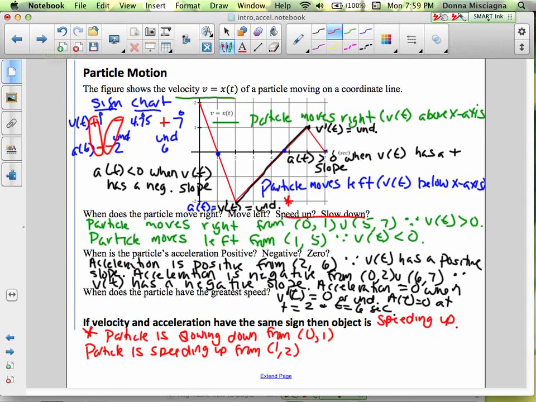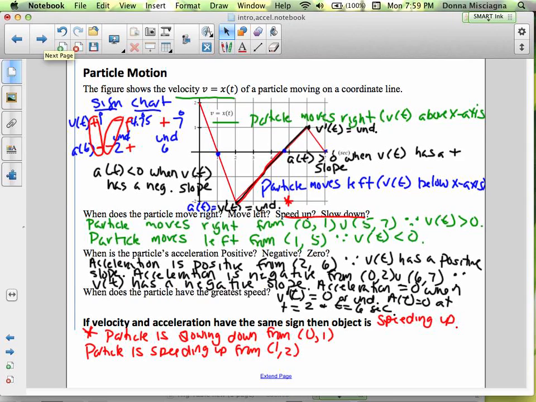All right, so now let's evaluate. Of course, this is going to be negative on that interval. So everything between 1 and 4.75 is negative, and you can see that it's below the x-axis. What about from 2 to 4.75? Well, now velocity has a positive slope, so acceleration is positive.